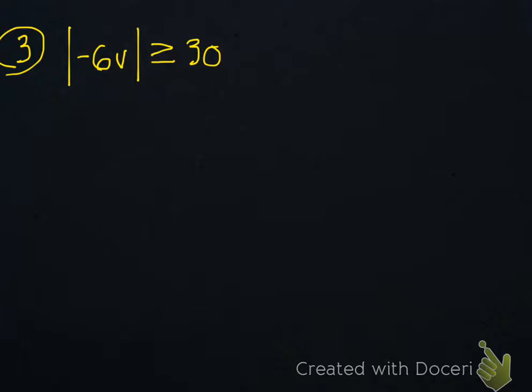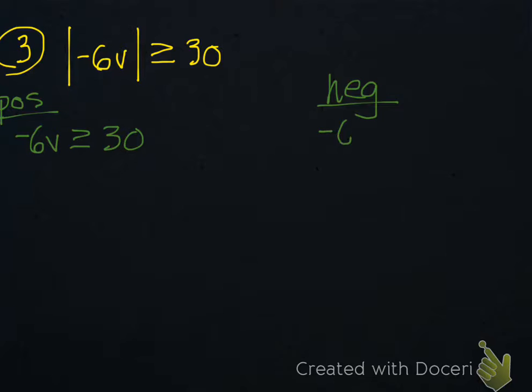Number 3. Our absolute value is by itself, so we can go straight into our positive case and our negative case. So the positive case, I have -6v greater than or equal to 30. For the negative case, we're going to have our -6v, only this time, instead of greater than or equal to, we're going to do less than or equal to, and we're going to have a -30. So remember, change the direction and change the sign.